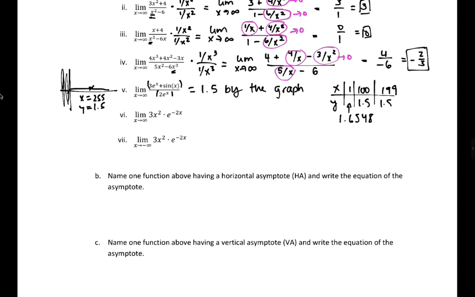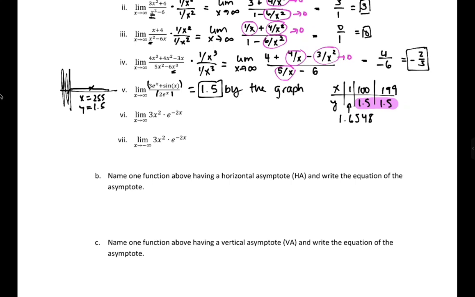And for 199, I get 1.5. So again, based on this, I'm thinking that the answer that I got of 1.5 is correct. So by the graph or by the table, we can say that the answer is 1.5. Since these other methods are a little bit less precise, it's not going to hurt you to do it two ways, because it's easy to do them both on the calculator if you do one.